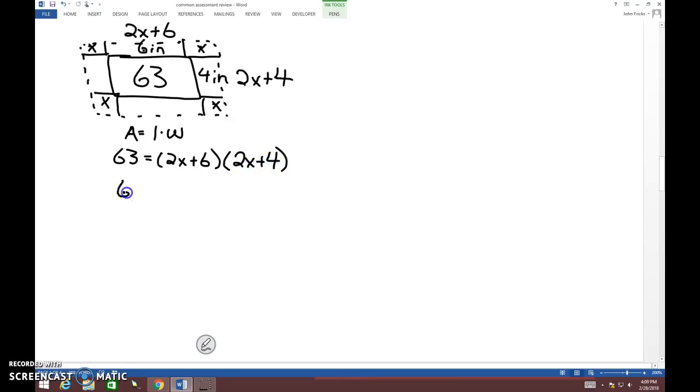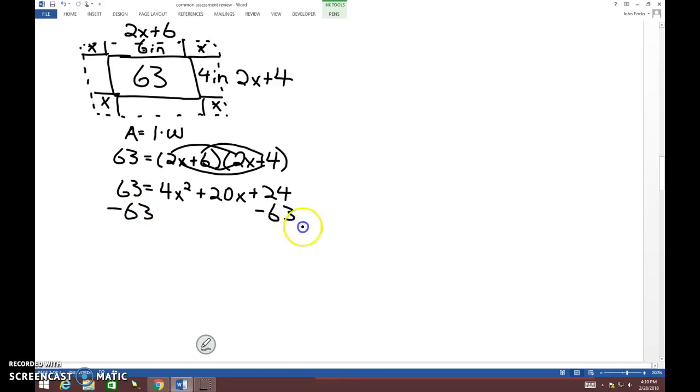So to solve this, we just multiply it out. That's going to be 2x times 2x, which is 4x squared. 6 times 2x is 12x. 2x times 4 is 8x. So 8x plus 12x is 20x. And then 6 times 4 is going to be 24. To get this equal to 0, we want to subtract 63 from both sides. And we get 0 is equal to 4x squared plus 20x minus 63.